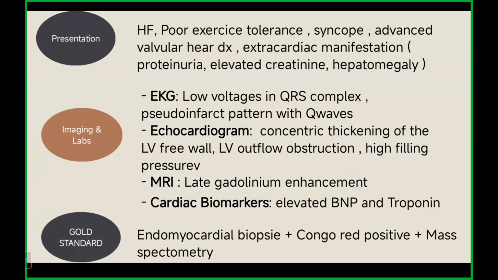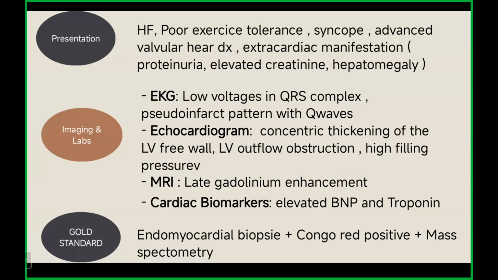The echocardiogram can show concentric thickening of the left ventricular free wall, left outflow obstruction, and high filling pressure. The MRI usually shows late gadolinium enhancement, which is a hallmark for amyloidosis. Cardiac biomarkers, we have elevated BNP and troponin. And usually the gold standard is the endomyocardial biopsy.